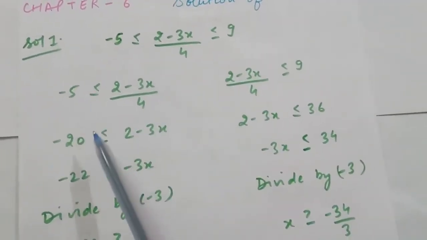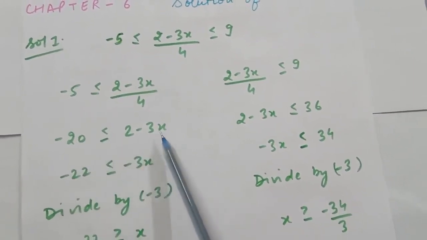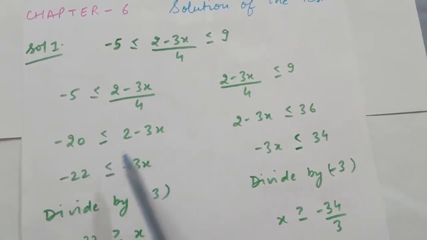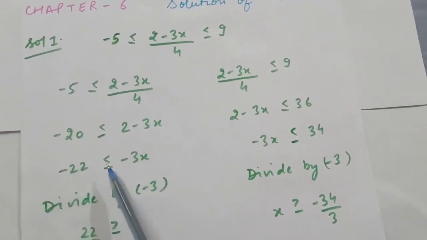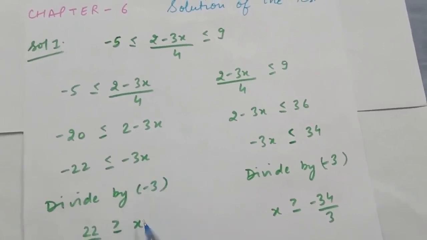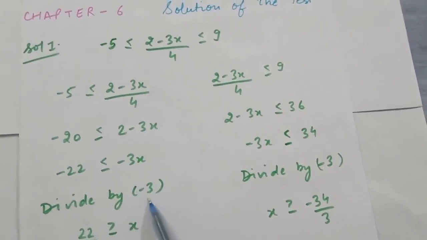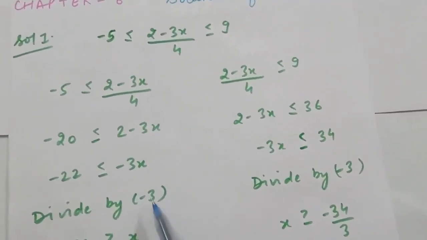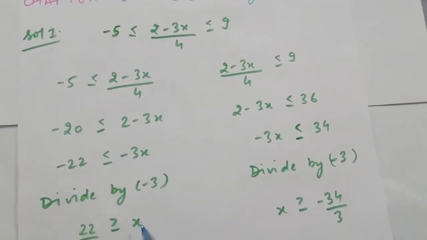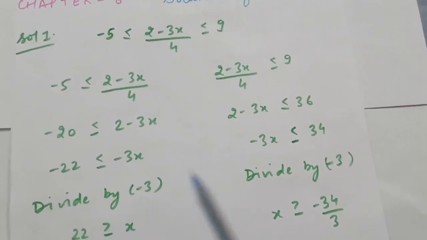Multiplying both the sides with 4, you will get -20 ≤ 2 - 3x. Then subtracting 2 from both the sides, you will get -22 ≤ -3x. To get the value of x, divide both the sides by -3. Since -3 is a negative number, the sign of the inequality will change. Now 22/3 ≥ x.